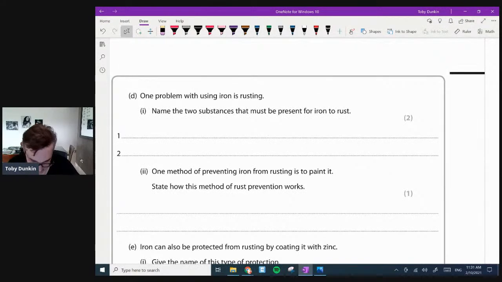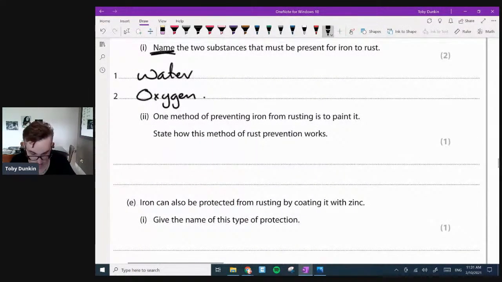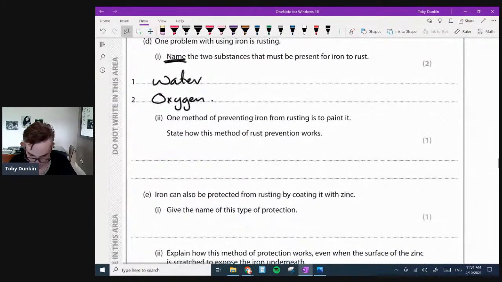One problem with using iron is rusting. Name 2 substances that must be present for iron to rust. Water, name, by the way, don't give formulas. Water and oxygen. Lots of people will fall for the trap of writing H2O and O2. One method of preventing rusting is to paint it. State how this method prevents it.